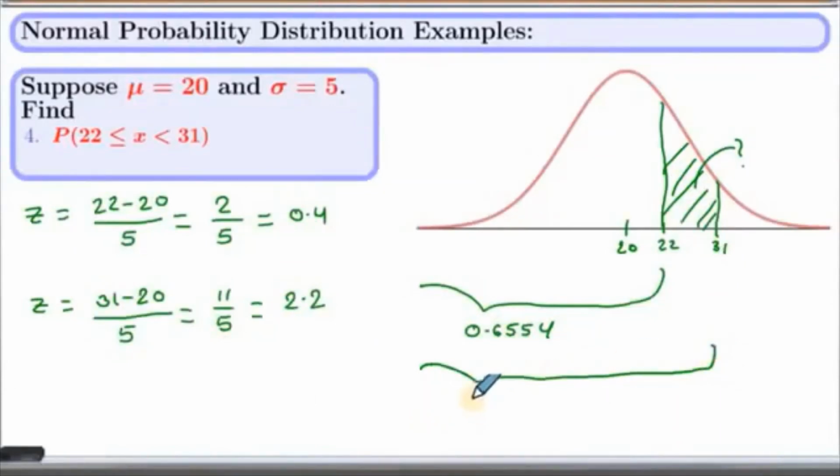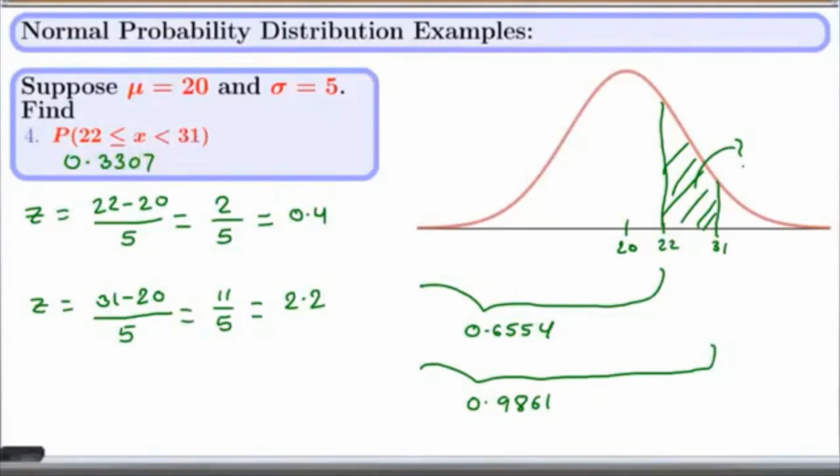So basically, the area to the left of 31 is 0.9861. Since we are looking for the area in between 22 and 31, all we need to do is subtract 0.6554 from this number here. On doing that, we get 0.3307. So this area here is 0.3307. That means this probability here is 0.3307.